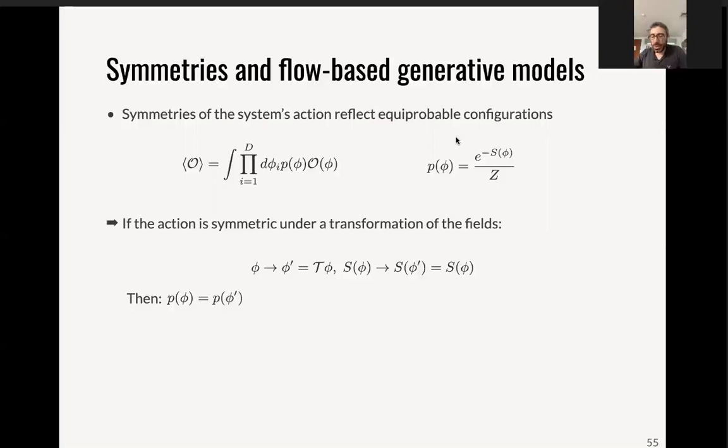Notice that the symmetries in this context, in the context of drawing variables with some probability, symmetries of the system's action reflect configurations that have equal probability. So if I draw two different phis that have the same action, then they should also have the same probability.